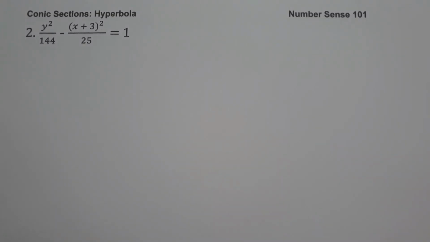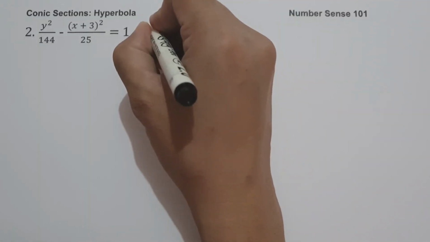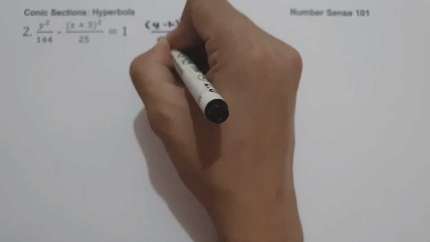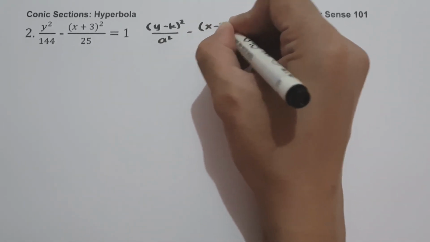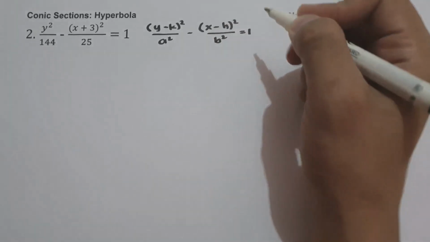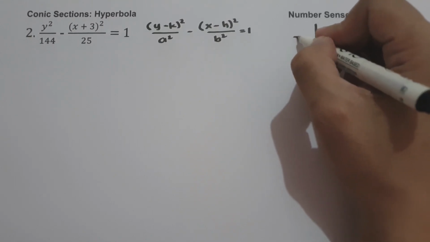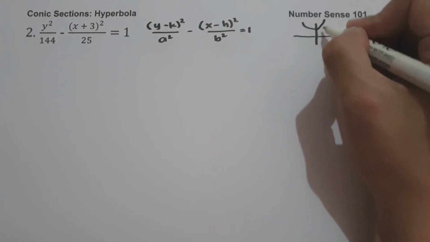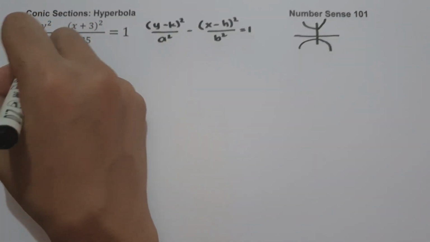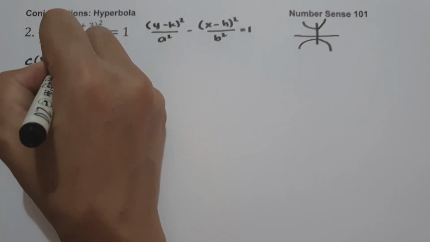On example number 2, we have y squared over 144 minus quantity x plus 3 squared all over 25 equals to 1. So this time, the given equation is written in the form of y minus k squared all over a squared minus quantity x minus h squared all over b squared equals to 1. We can say that the orientation of our hyperbola is vertically oriented. So let us determine the center of our hyperbola, that is h and k.